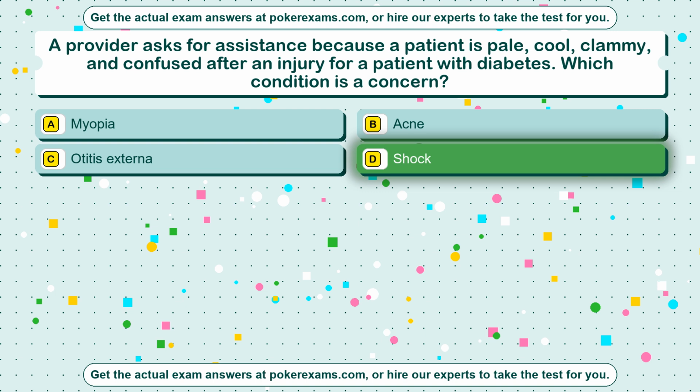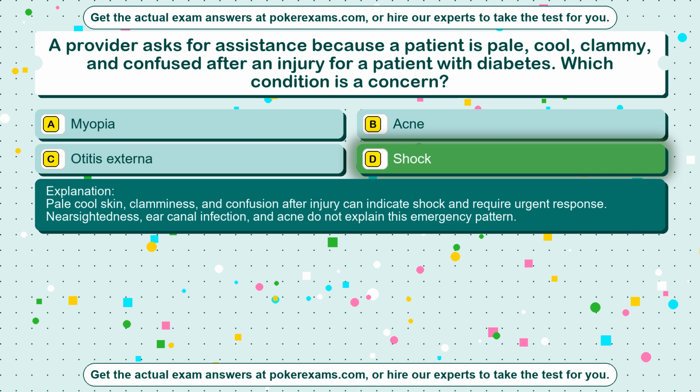Shock. Pale, cool skin, clamminess, and confusion after injury can indicate shock and require urgent response. Nearsightedness, ear canal infection, and acne do not explain this emergency pattern.